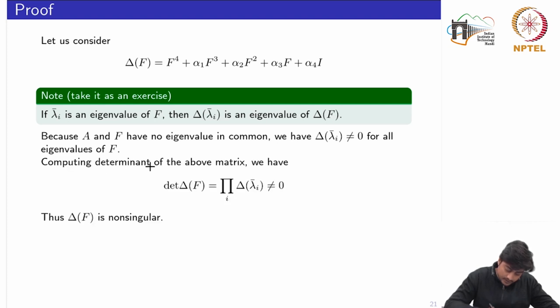Then we compute the determinant of this matrix. We know that the determinant of any matrix is the multiplication of all its eigenvalues. The eigenvalues of this delta of F are delta of lambda I bar, and the product of delta of lambda I bar over all I would also not be equal to 0, because each factor is not equal to 0. So this delta of F is a non-singular matrix.